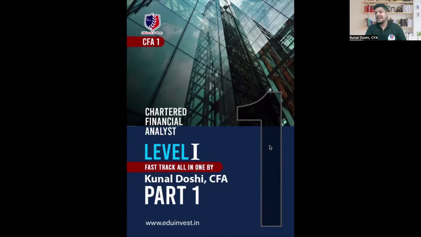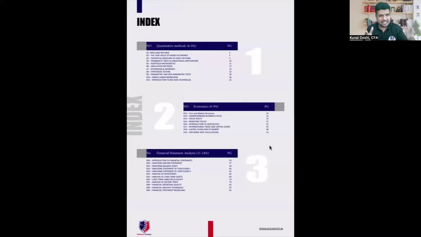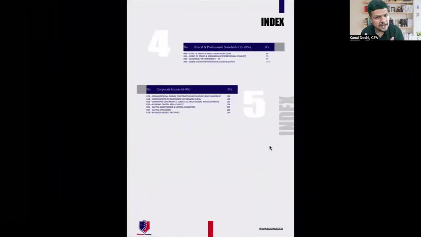Now, this book is in two parts. Why two parts? Because the first part has the five topics of your AM session in the exam: QM, economics, financial statement analysis, ethics, and corporate finance or corporate issuers. These five topics are going to be in your morning session. Initially, there were four. Now they moved one more topic, corporate issuers, from the PM session to the AM session. The second book has the remaining five topics.